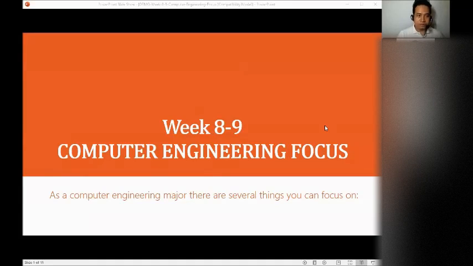Can you see the screen? Okay, so today is our 9th week and our topic is computer engineering focus. As a computer engineering major, there are several things you can focus on.